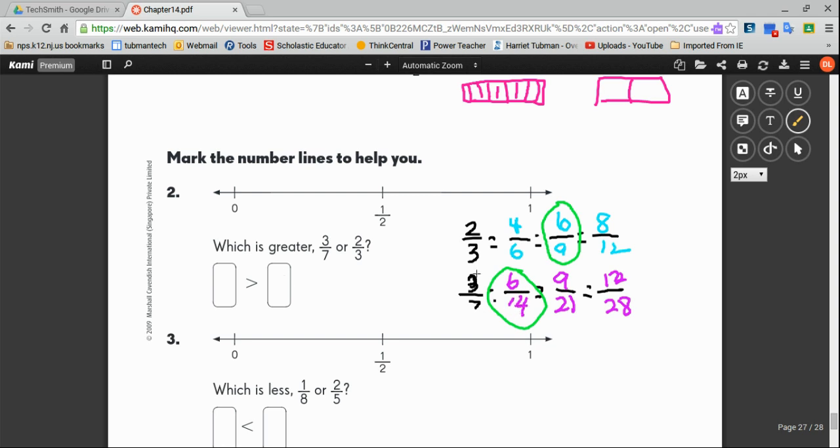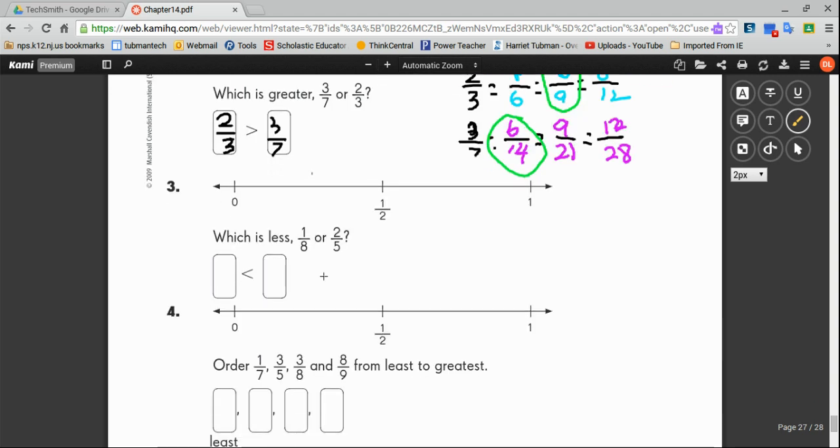My denominator is greater, that means it's smaller. So now I know that here, 3/7 is going to be smaller than 2/3, because I know that this one is greater.